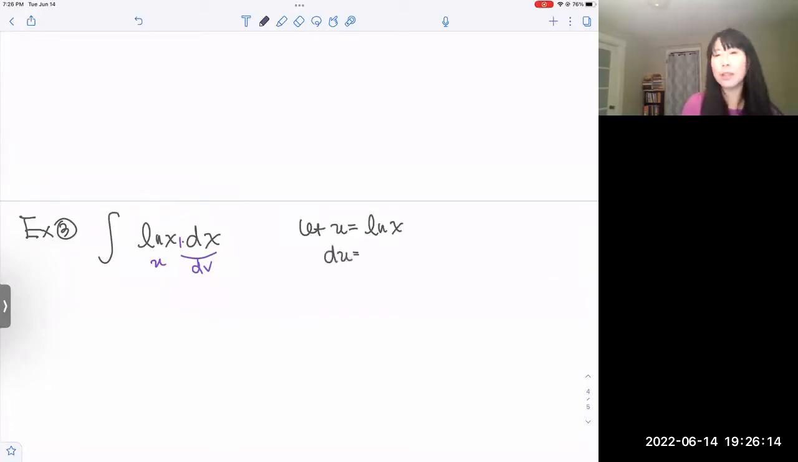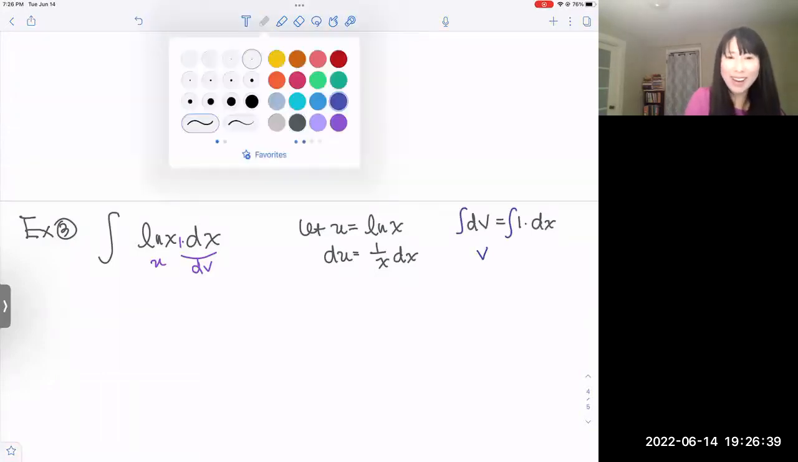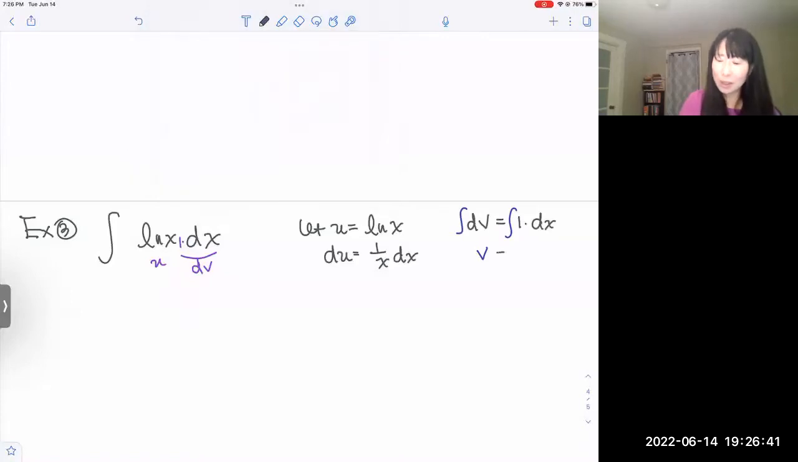Then let u equal ln x, natural log. The derivative of ln x, what do you get? 1 over x, very good. Now we have dv, which is dx, so 1 times dx, that's okay too. Then we want to find the v, so we take the integral of both sides. We get x, the antiderivative, excellent.